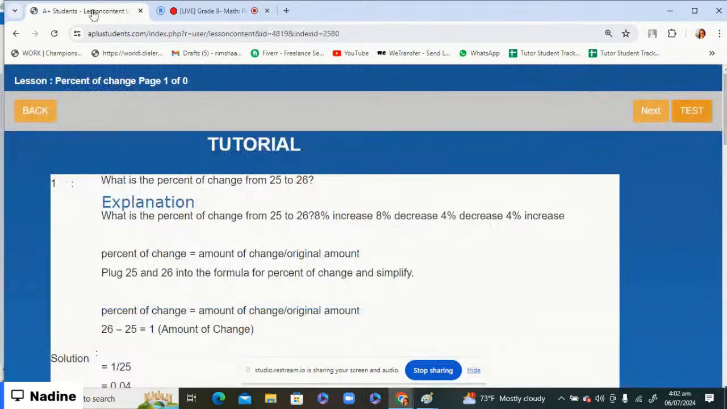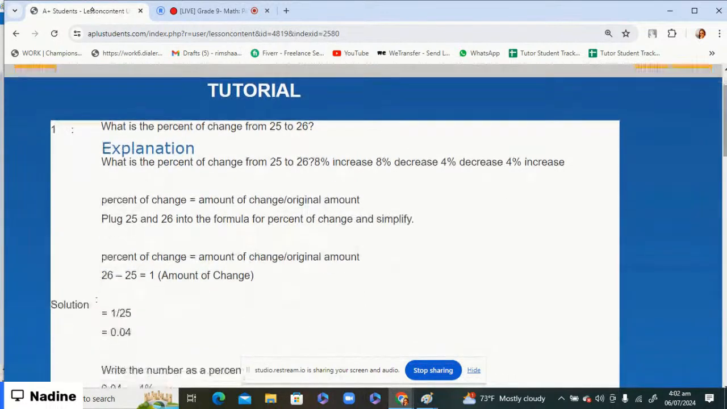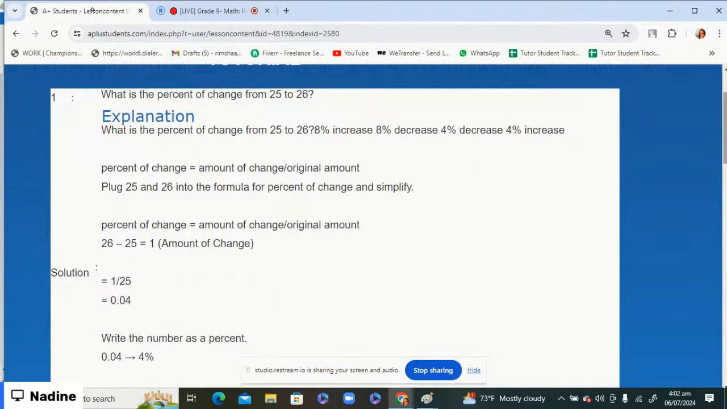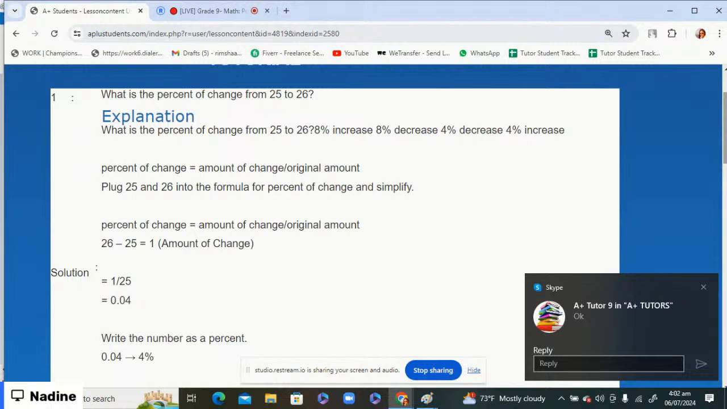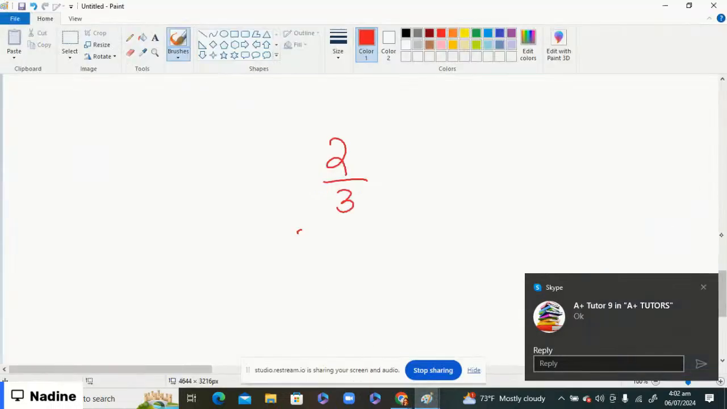So let's get started. What is the percent of change from 25 to 26? What does it mean? It means that when you are going to find the percent of change, you are going to subtract the lowest number from the greatest number. Always. What is the percent of change? Amount of change divided by original amount. So this is basically the formula of percent of change. Let me just write it here.